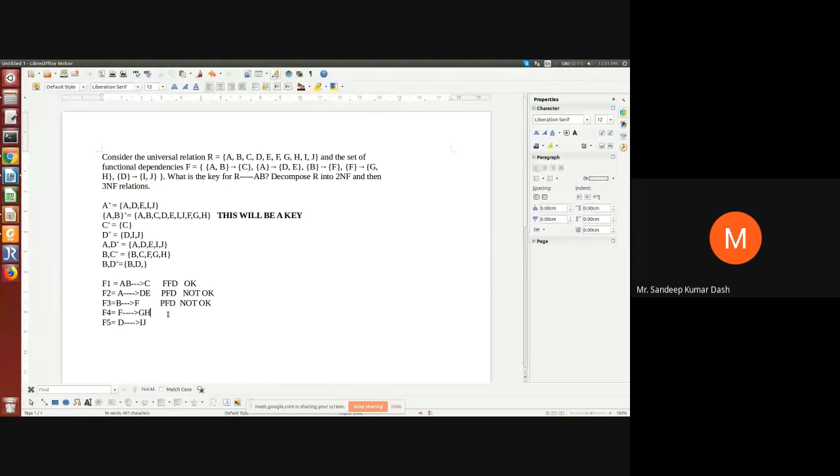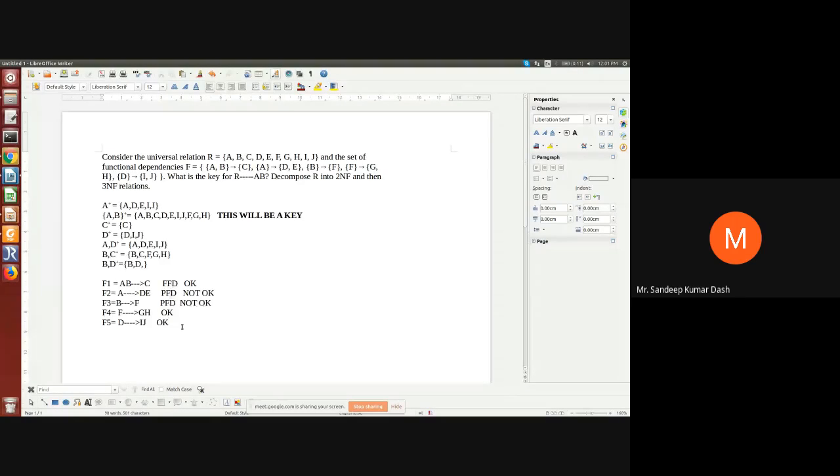F, G, H: neither is this a key nor are these any prime attribute. So this is also okay, because about this the 2NF does not say anything. Similarly, this one, these are all non-prime attributes. So this is also okay. Only thing is this one.